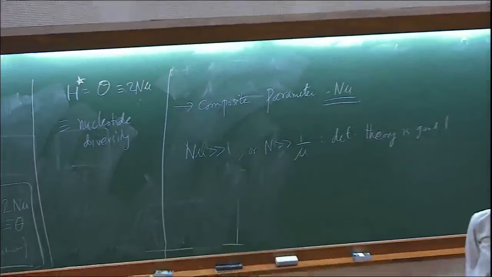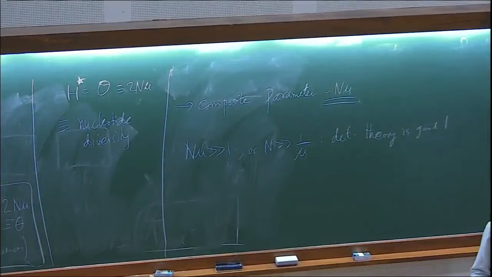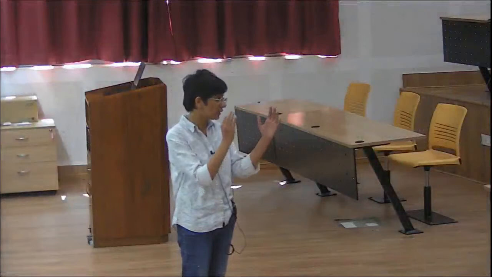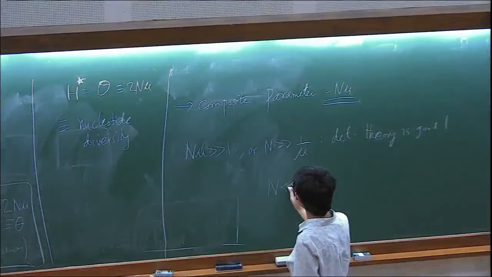This is something which comes out also from the diffusion theory. In fact, diffusion theory, that's what it assumes. N goes to infinity and mu goes to zero, such that this composite parameter is finite. That's how these Fokker-Planck equations are formulated. Okay? So here I've tried to demonstrate it using this rather simple equation. On the other hand, if N is much, much smaller than 1 by mu, then you better worry about stochasticity.